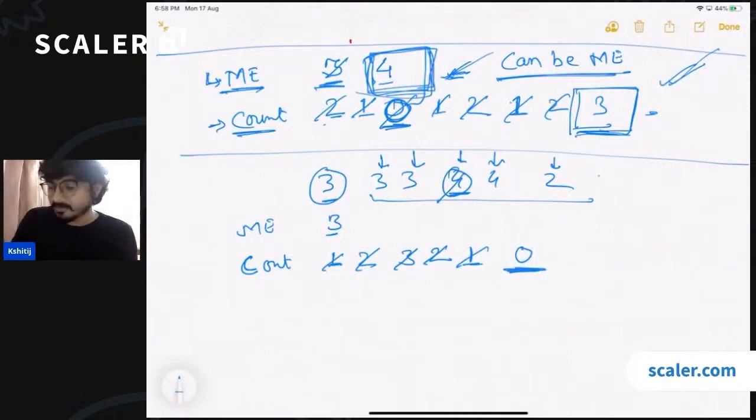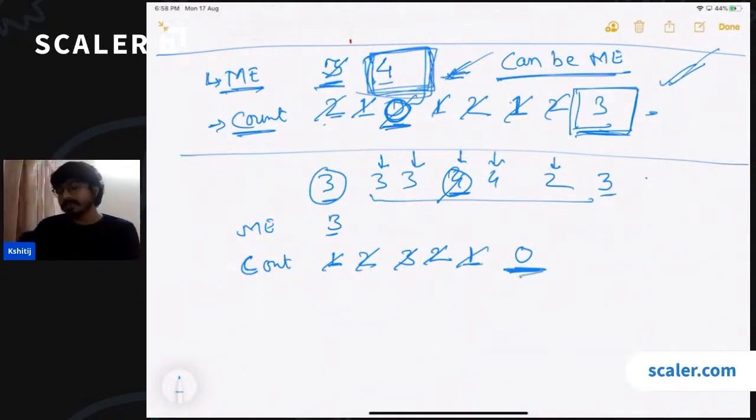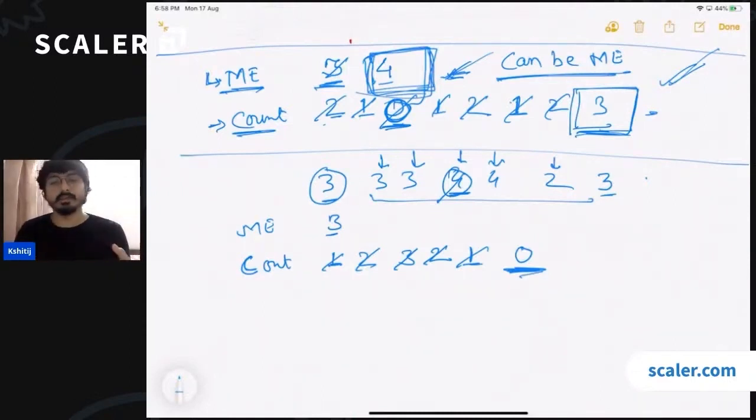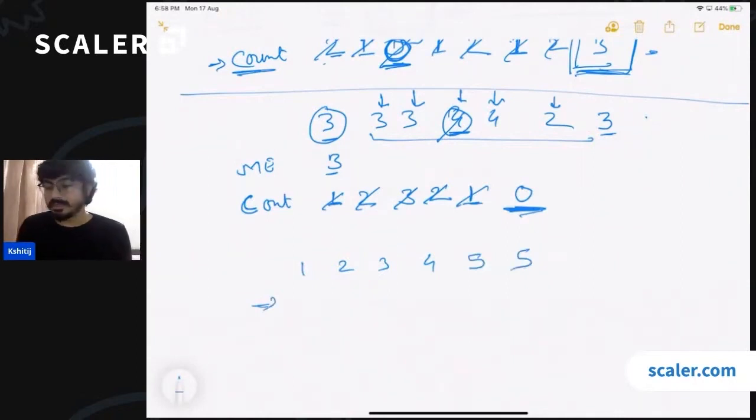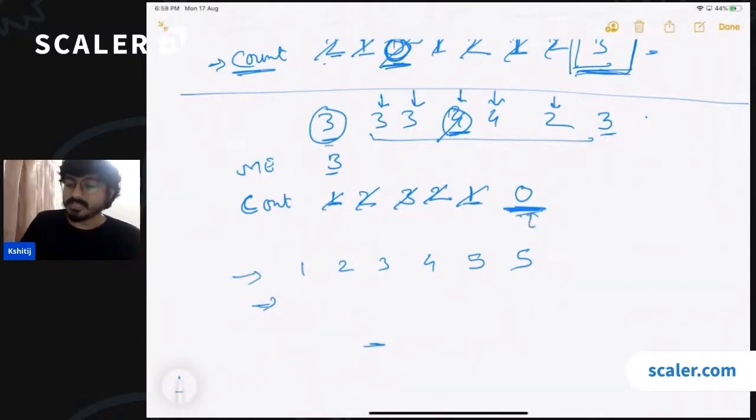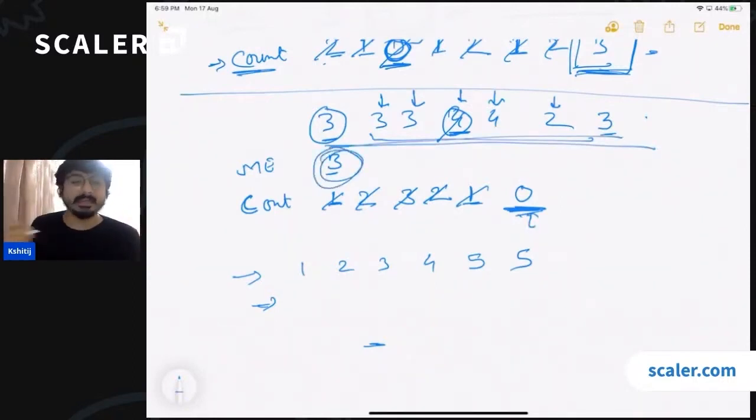In this case you are not going to get a non-zero count, but it might be possible that you get a non-zero count even when you don't have a majority element, right? So you can have something like 1, 2, 3, 4 and then let's say 5, 5. In this case if you run the same algo you will get a non-zero count at the end, but there is no majority element in this array. So after you get a non-zero count, you will have to check in this whole array. You will have to count the number of occurrences of your prospect candidate.